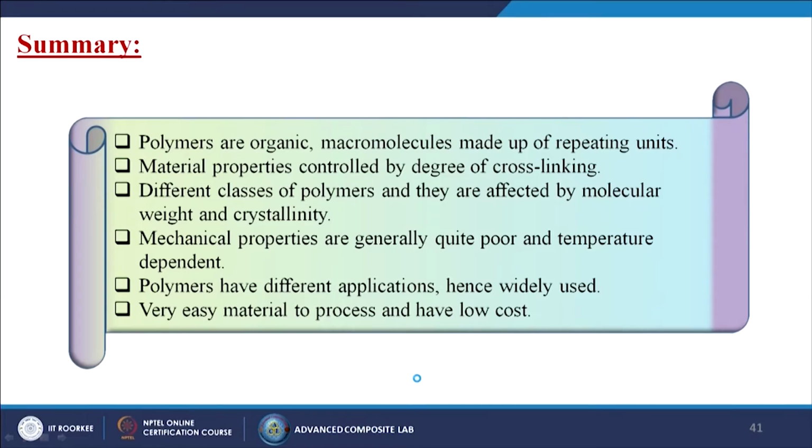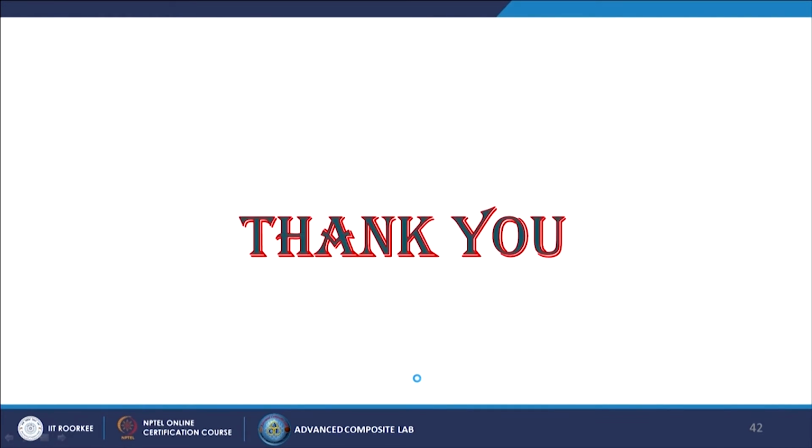Now we have come to the end of this lecture. If we summarize, we have discussed that polymers are organic macromolecules made of repeating units. Material properties are controlled by the degree of cross-linking. We discussed different classes of polymers along with their properties: the mechanical, thermal and chemical properties of those polymers. They are also very easy materials to process and have low cost.